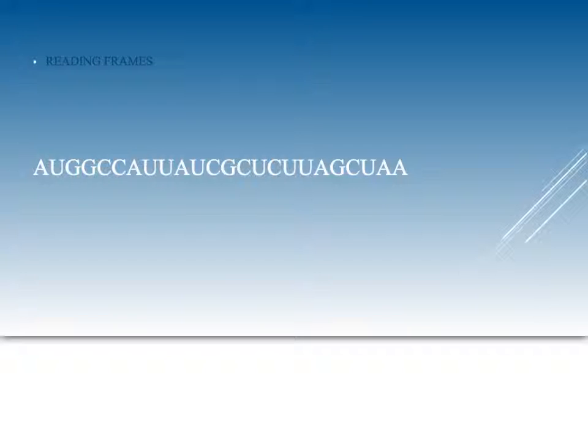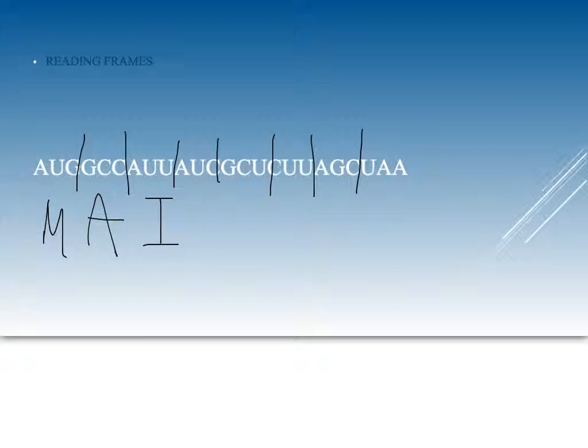So first of all, we have to separate them into three bases. That's why they're also called triplets. So we have AUG for methionine, that's M. We have GCC for alanine. And then we have AUU for isoleucine.